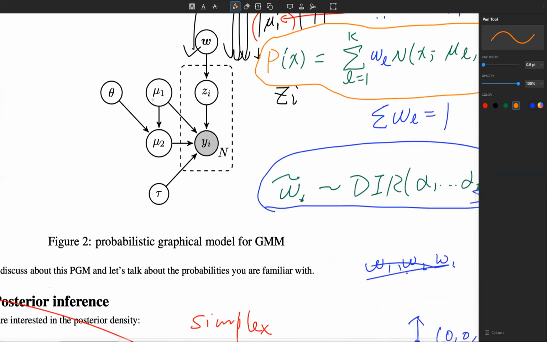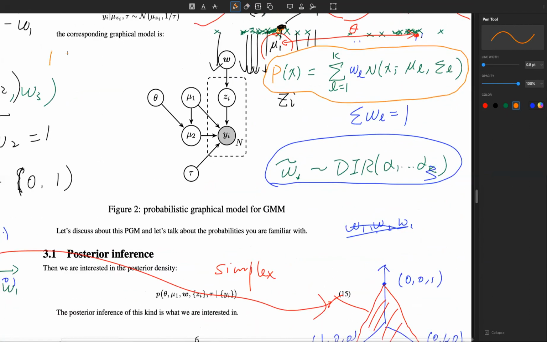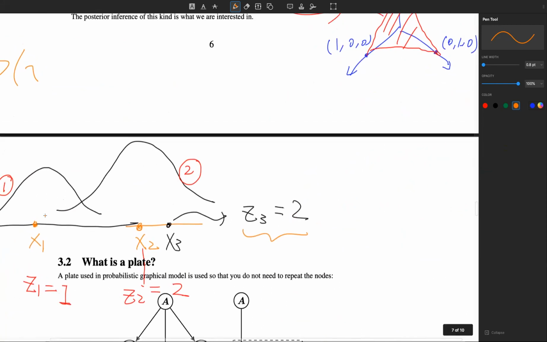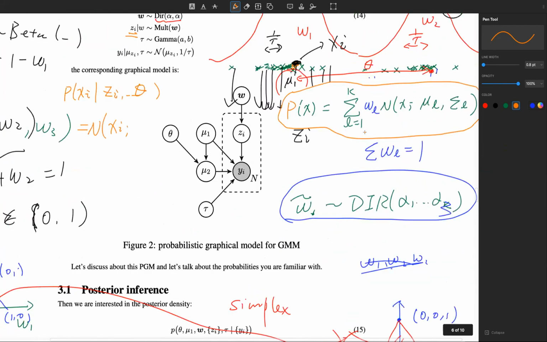So if I have P of xi conditioning on zi, and also the rest of the parameters like theta, that becomes what? A Gaussian of xi, if I knew exactly which Gaussian has distributed my data. Is that still a Gaussian mixture model? No, it's what?